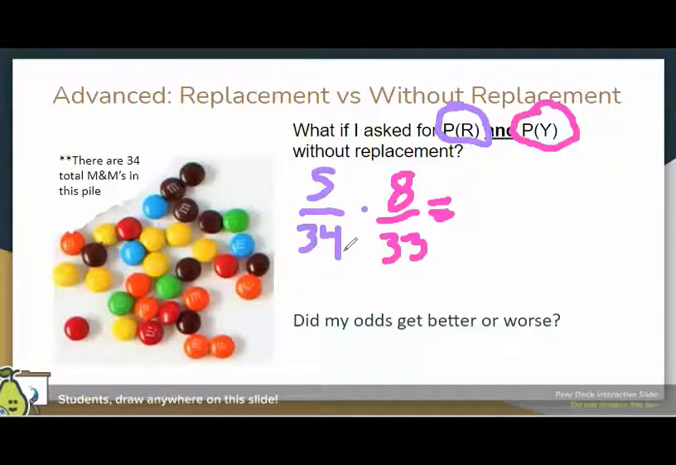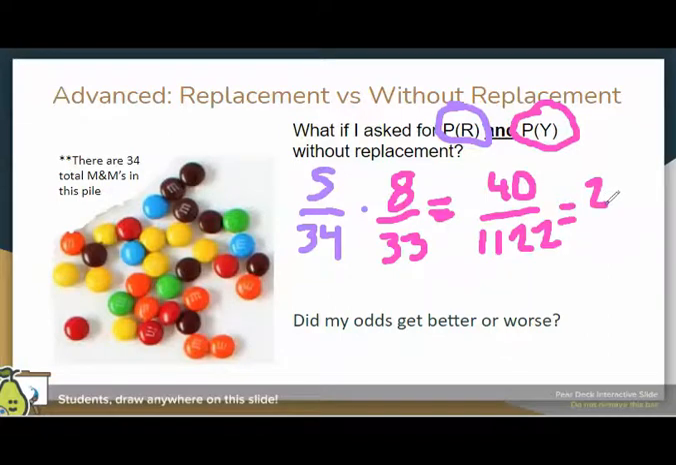Okay, so when we multiply, 5 times 8 is 40. Then you have a different number. 34 times 33 is 1,122. And that's going to simplify to 20 over 561.